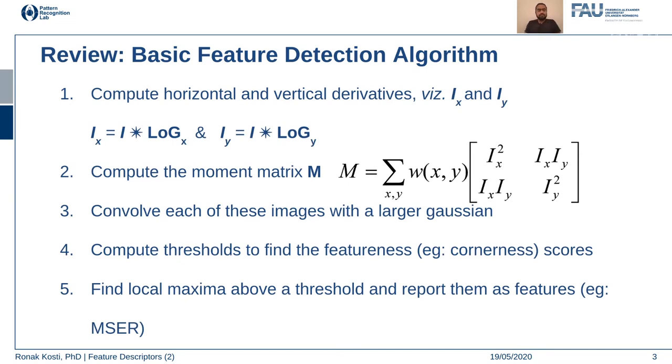So we are going to do a basic review of a feature detection algorithm here. What we basically do is we compute first the global derivatives across images in the x and y directions. And then we compute the moment matrix, and we convolve each of these images with a larger Gaussian with different kernel sizes to account for different scales. And then we compute different thresholds to find the featureness or the distinctiveness or the interest points, as we saw before. Specifically in case of Harris corner detectors, a cornerness score is computed. And then if these detected features are above a predefined threshold, we report them or we consider them to be the distinctive features. For example, MSER, maximally stable extremal regions.